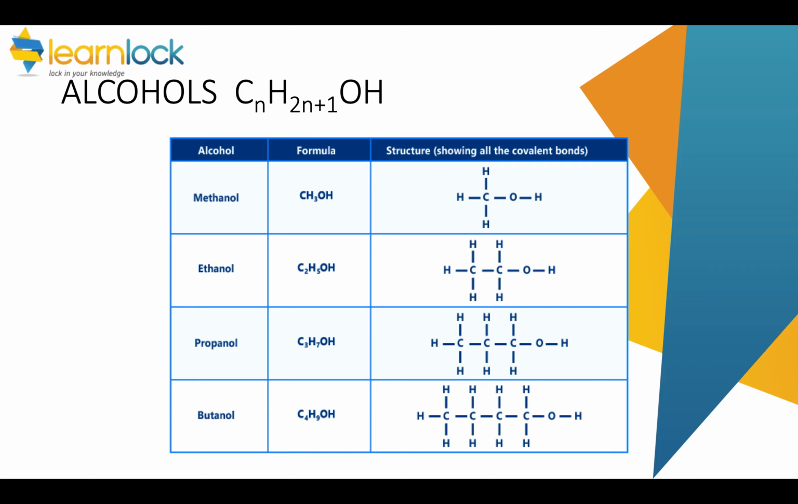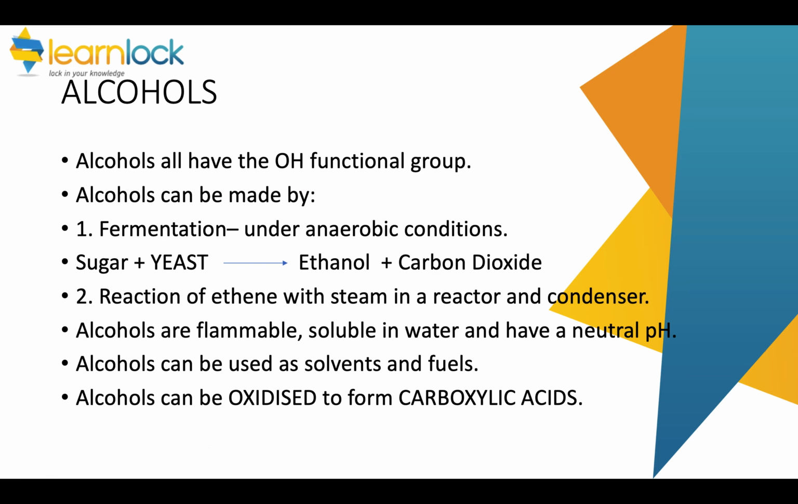What are alcohols? Alcohols have the general formula CnH2n+1OH, so they end in OH. Again, they follow the same pattern based on the number of carbons: methanol, ethanol, propanol and butanol. Alcohols can be made either by fermentation with yeast to make ethanol and carbon dioxide, or, as mentioned before, reacting with steam. Alcohols are flammable, they have a neutral pH and are soluble in water. They're often used as solvents and fuels.